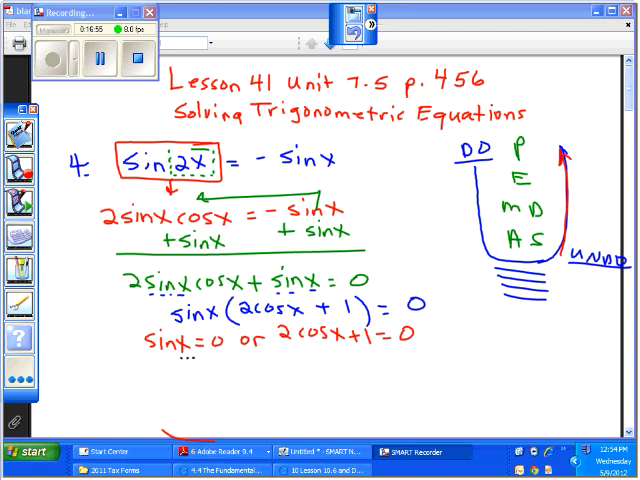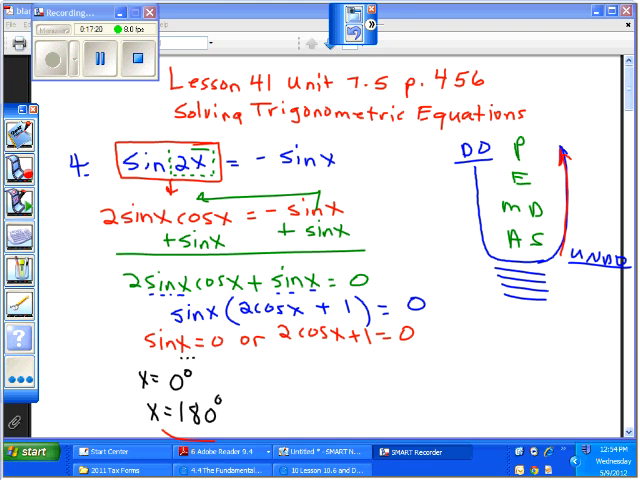So we're going to say, well, the sine of what is 0? 0. And if I'm between 0 and 360, then where does it happen again? Because it didn't ask for the principal one, it asked for all of them between 0 and 360 degrees, right? Very good. And then I'm going to solve here.